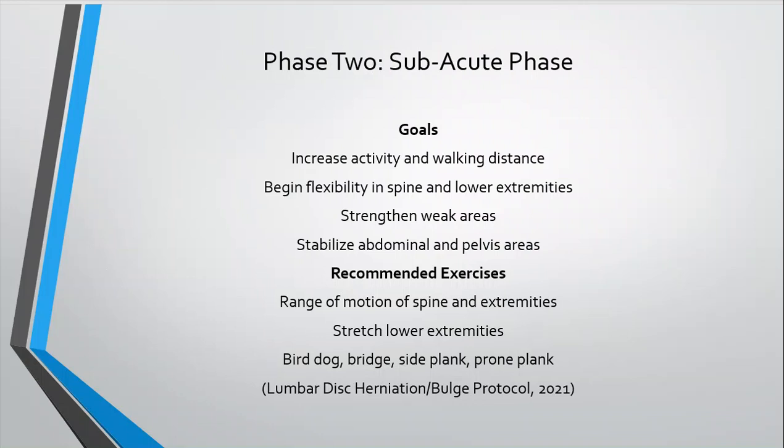For phase 2, being the subacute phase, we will progressively increase the patient's activity level and their walking distance. In this phase, we'll start improving their spine and lower extremity flexibility, strengthen areas of weakness, and stabilizing abdominal and pelvic exercises. We want to work on their active range of motion along with stretching their lower extremities.